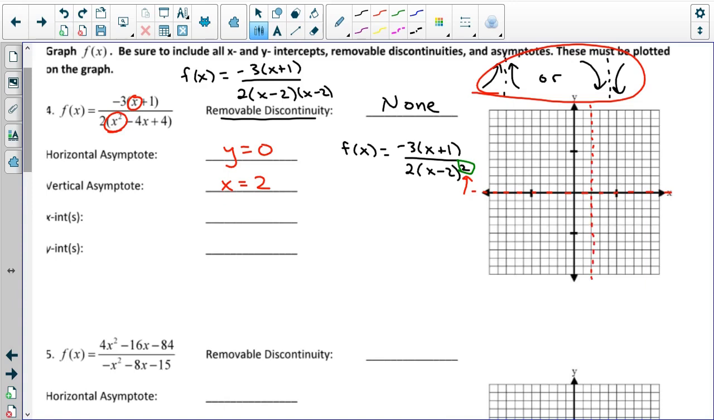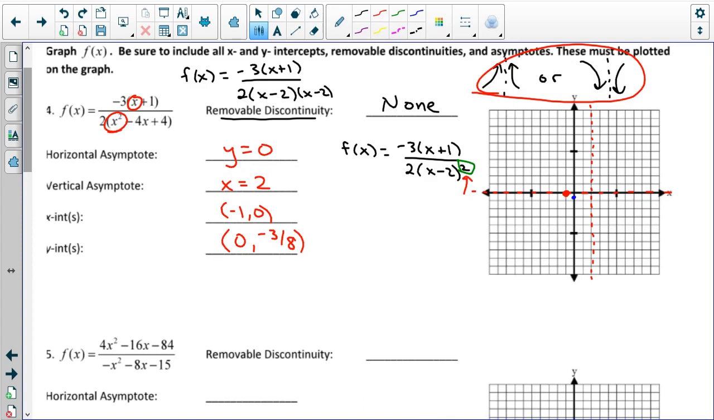Then my x-intercept would be values that only make the numerator equal to 0. So that's at -1, 0. So that would be right about there. And then the y-intercept is what happens when I substitute 0 in for x. So I end up with -3 in the numerator and 8 in the denominator. So I get 0, -3/8. So I want to put that point on the graph as well.